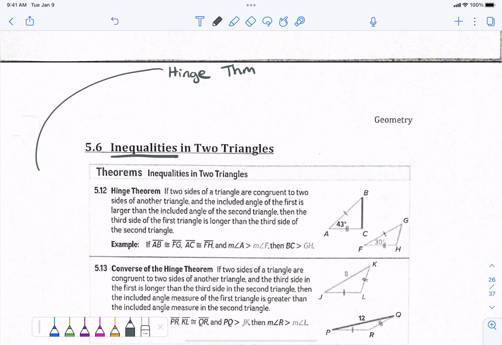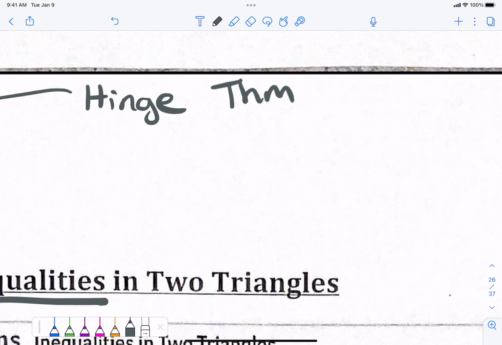It is represented in this box. We have the hinge theorem, and then we have the converse of the hinge theorem, which is like the opposite. So here's what the hinge theorem says. I'm going to explain this to you in layman's terms just so that you understand how this works.